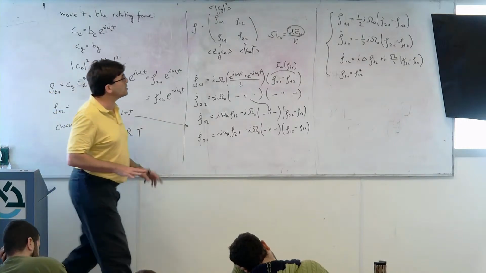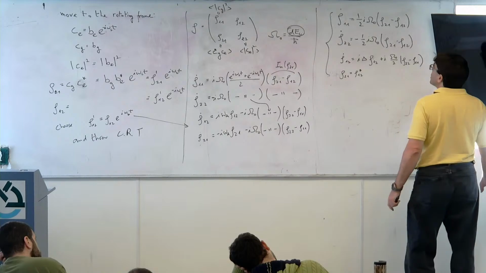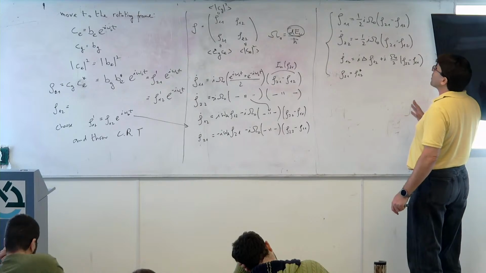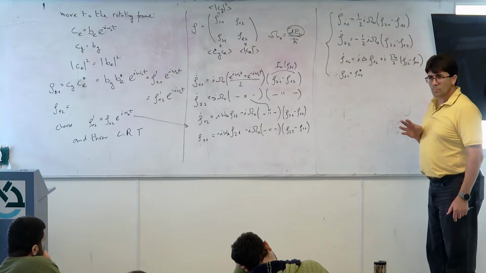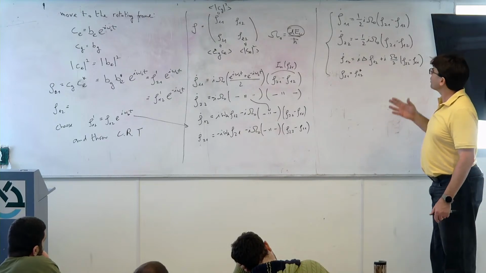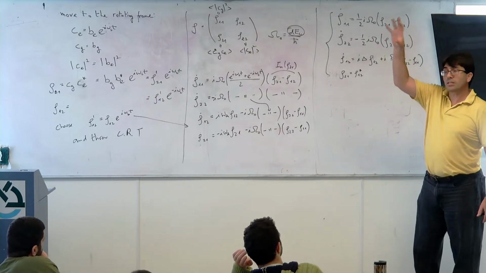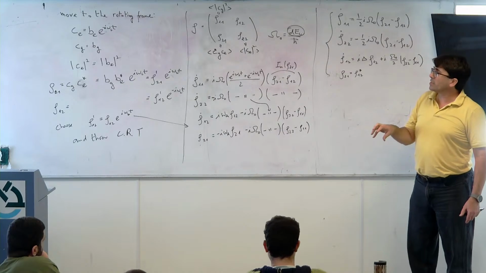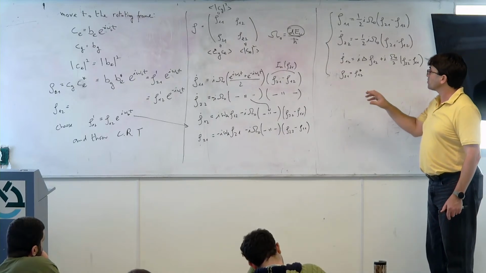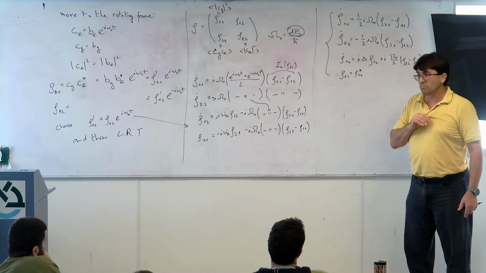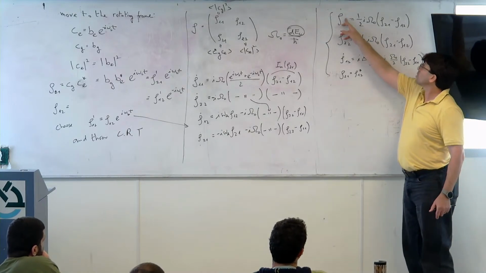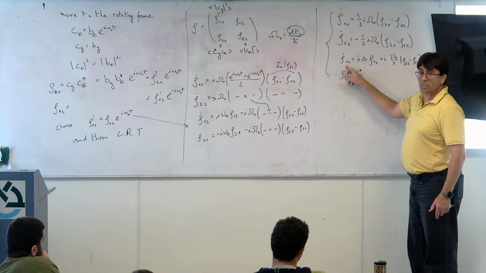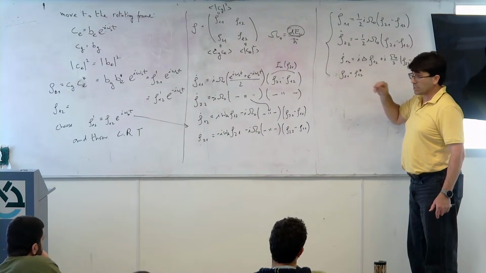And you can see that we have 3 parameters here. What are the 3 parameters? I can think of them as being the excited state population, the ground state population, and the relative phase between them. This is the ground state population, this is the excited state population, and this contains the relative phase between them.